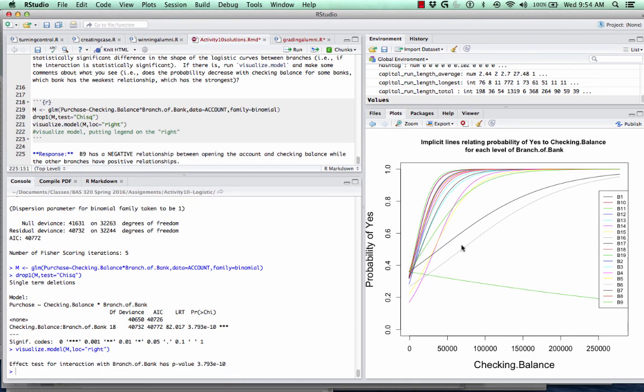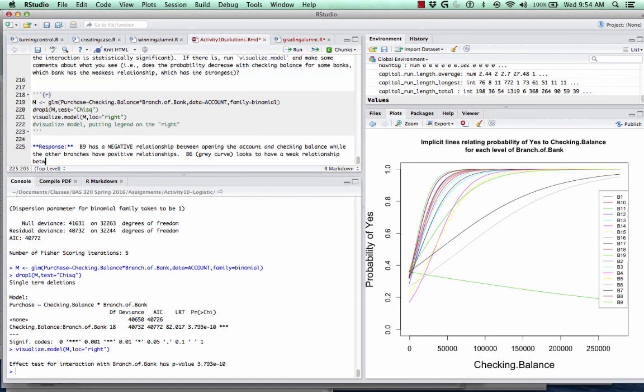Notice, however, this gray curve doesn't change all that much, so the relationship is pretty weak between opening up that account and checking balance. What is that gray branch? Well, it's hard to tell from looking at this. It's either B16 or B6. Let's call it B6. So B6, gray curve, looks to have a weak relationship between the probability of opening up a checking account and checking balance. I'll label this a little bit green curve.